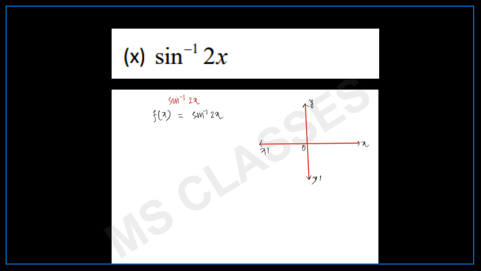Now, if we draw sine inverse, this is the graph of sine inverse, y equal to sine inverse of x. This corresponds to (0, 0), (1, pi by 2), this is (-1, -pi by 2). So you can understand it is defined when x lies from -1 to 1.